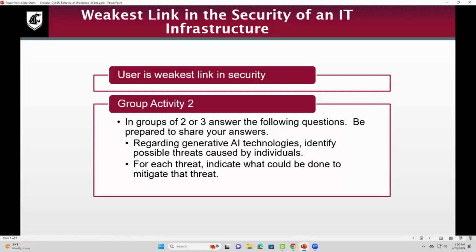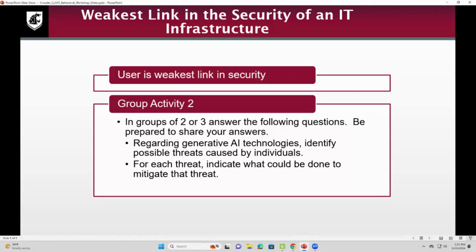So using this technology, a person could actually take this technology and use it to craft custom messages. Let's identify some threats that can be caused by individuals. Oh yeah, they got a very crafty message. So what are some things that a person could do to cause a threat to an organization?